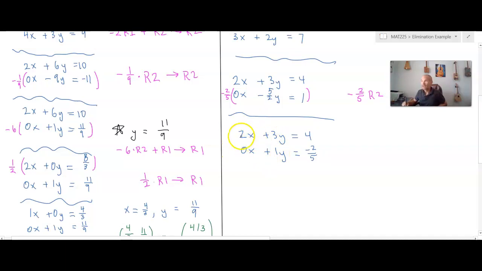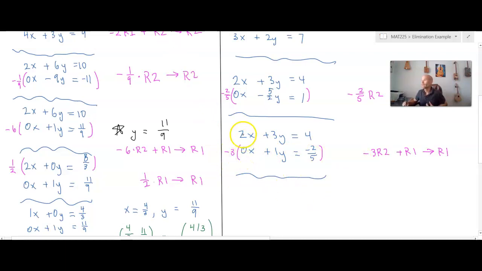So to use this second equation now, any multiple of it that I take and add to the first row, I'm not going to be changing the x at all because I have a 0x here. So in this instance, to cancel out the 3y, I want to take negative 3 of row 2 and add it to row 1, and store that result in row 1. That means I'm not going to be changing row 2. Row 2 is actually, in fact, done at this point.